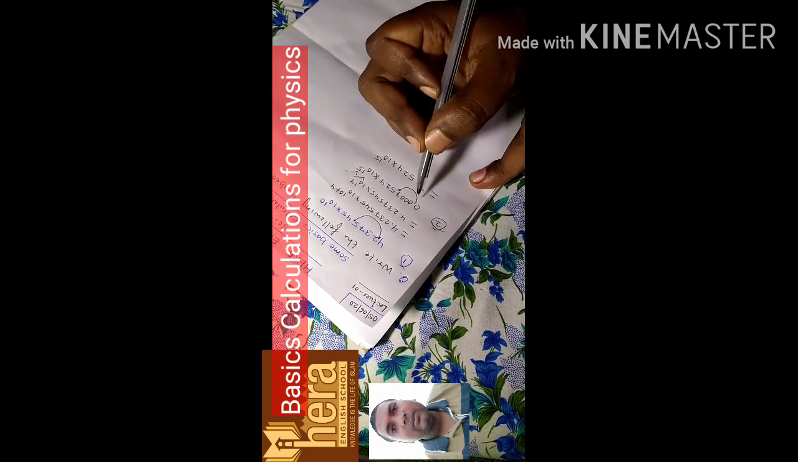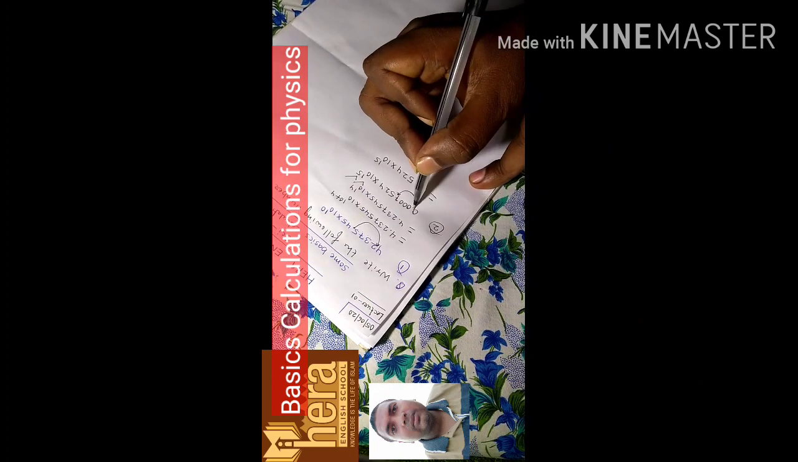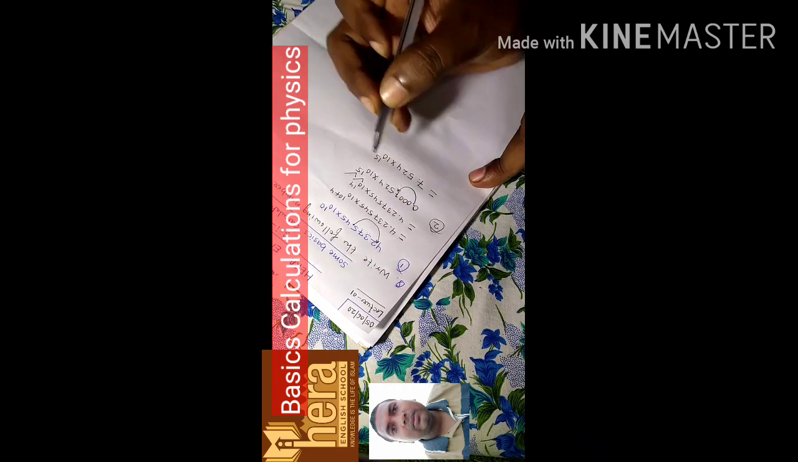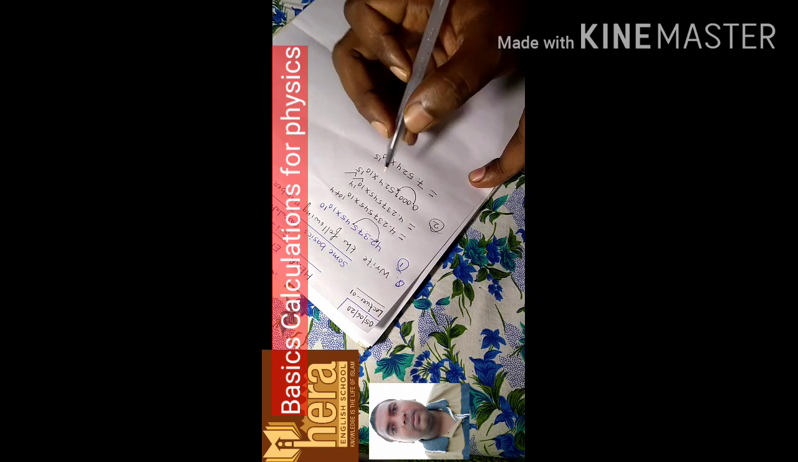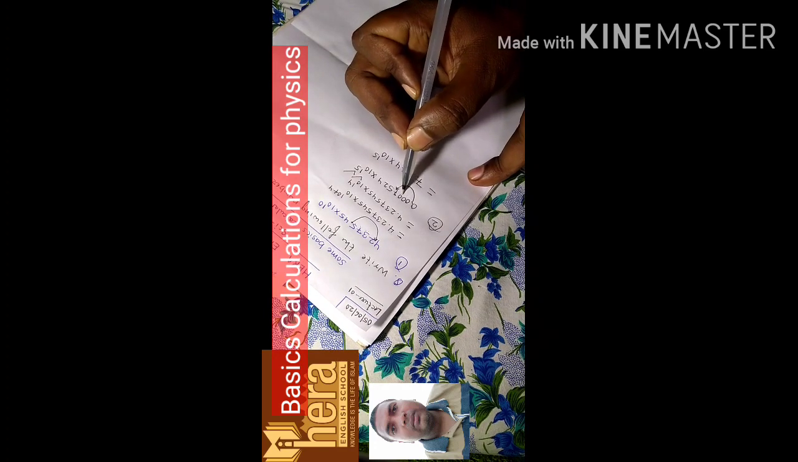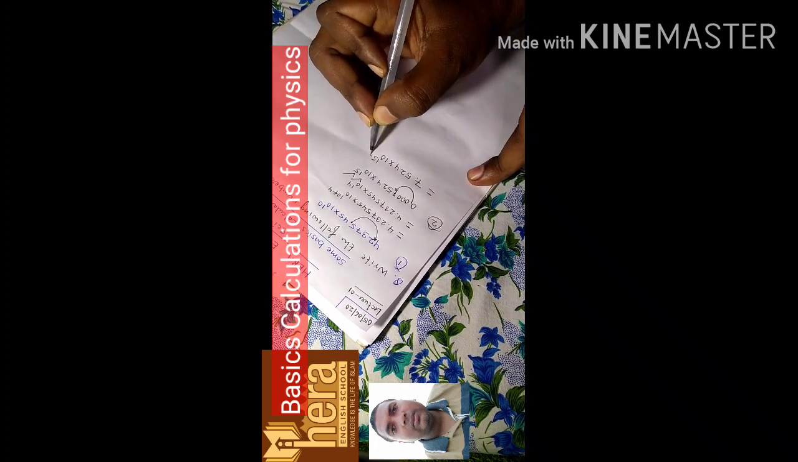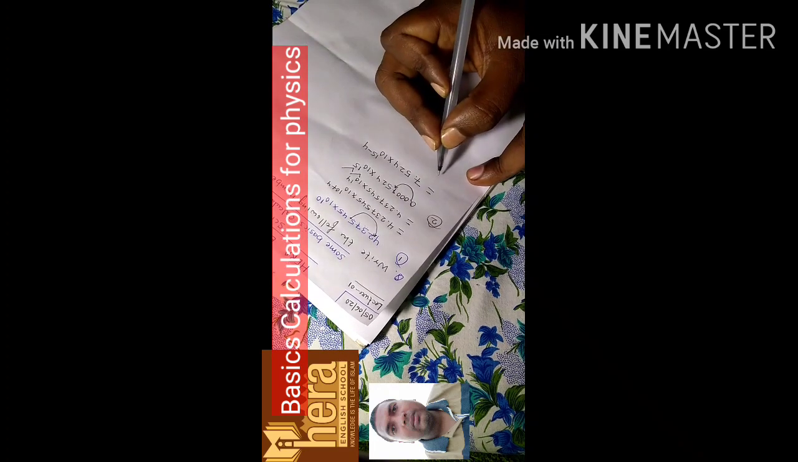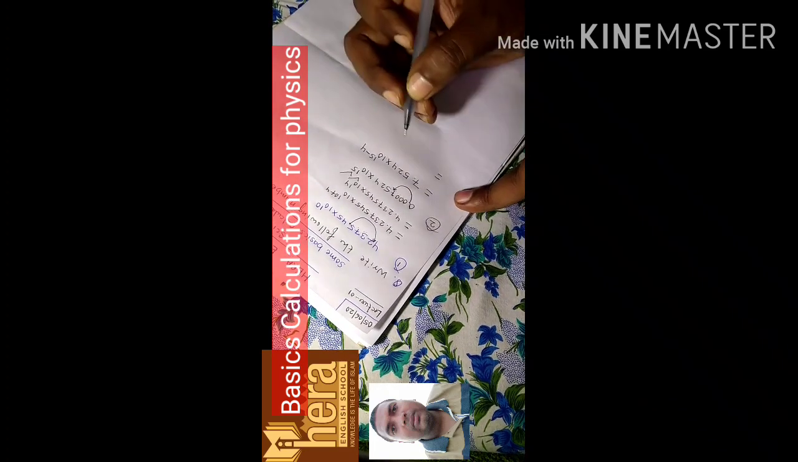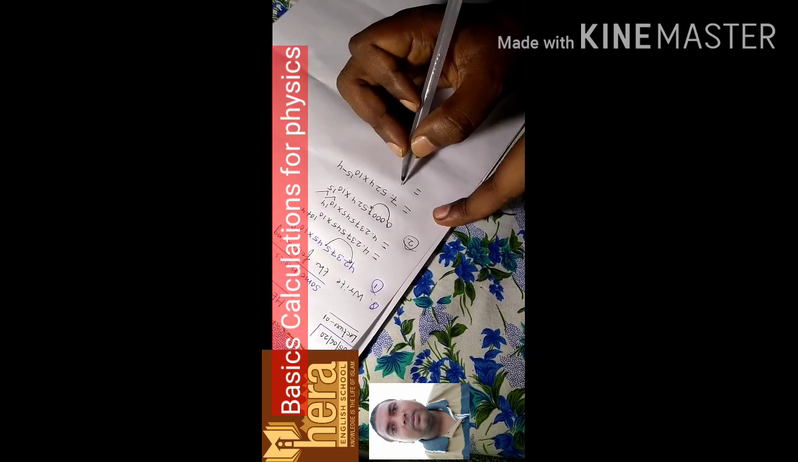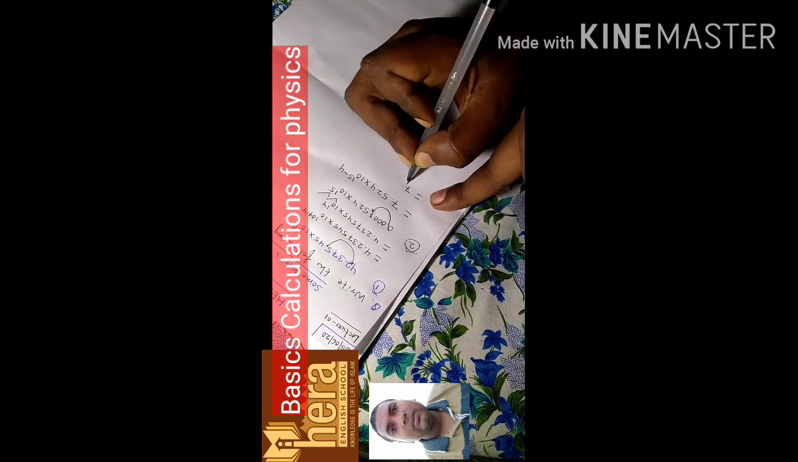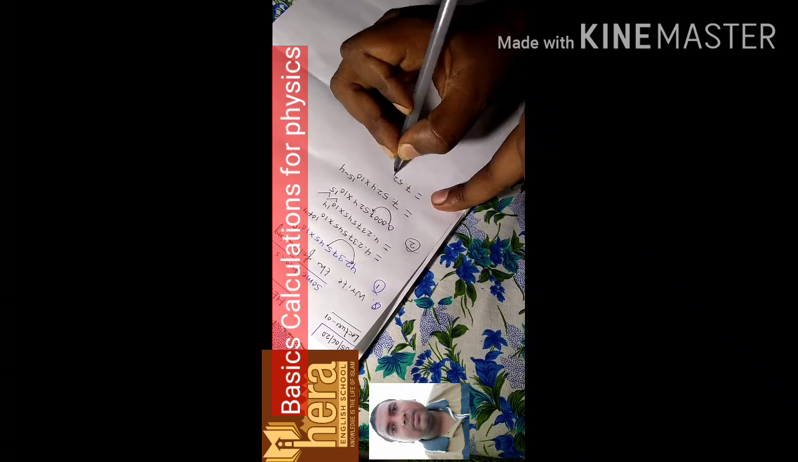Now you are shifting this decimal from left-hand side to right-hand side, so you have to do subtraction. How many digits? 1, 2, 3, 4. 4 digits, so you have to do minus 4. This number will be equal to 7.524 into 10 raised to 11. Now this number is in scientific notation.